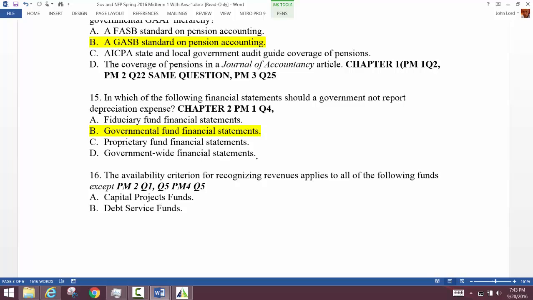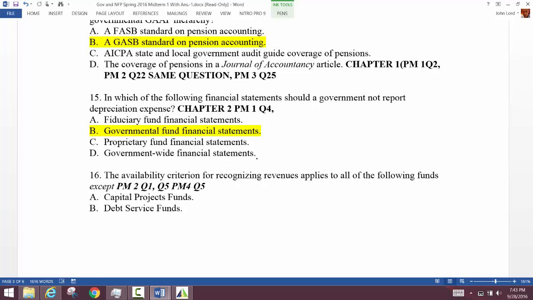Okay, number 15. In which of the following financial statements should a government not report depreciation expense when we use modified accrual? We don't have equipment. We obviously don't have depreciation, and so we're going to do that in the governmental fund financial statements. All of the others up here, the fiduciary category, the proprietary category, and the government-wide statements all use full accrual. They're going to have equipment. They're going to have depreciation, right?